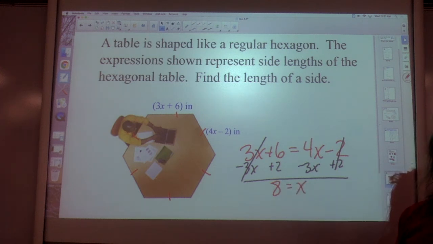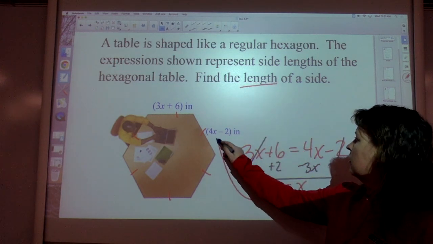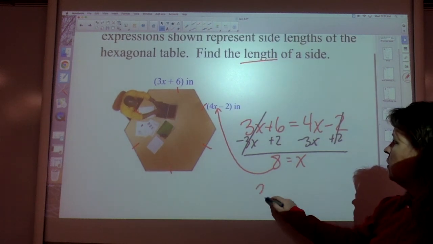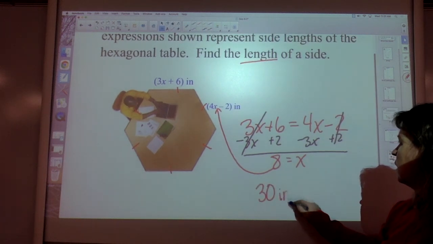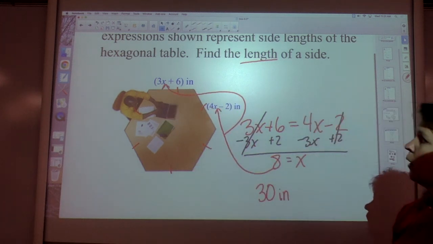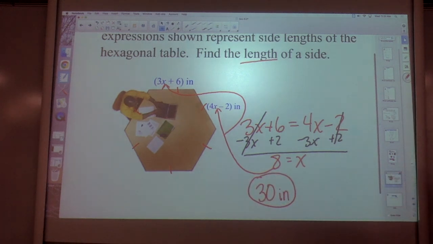Don't stop there. That's algebra. Geometry. Find the length of a side. Plug it in. 4 times 8 is 32. 32 minus 2 is 30 inches. Double check. 3 times 8 is 24. 24 plus 6 is 30 inches. That's it. That's your little lesson on polygons and all the vocab that goes with it.